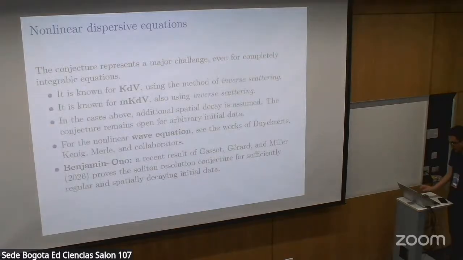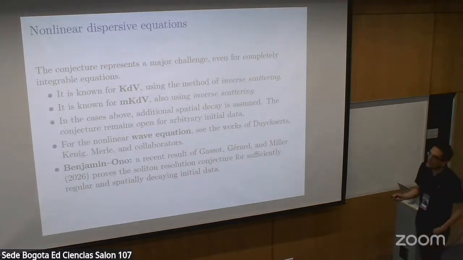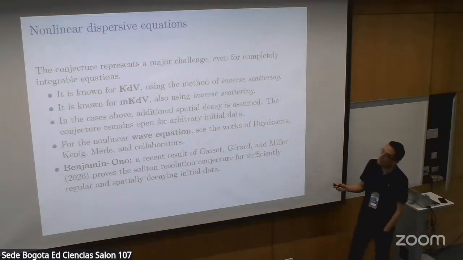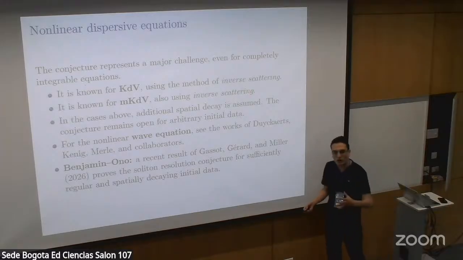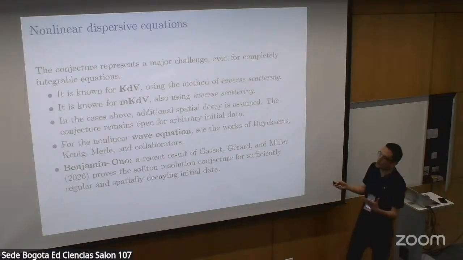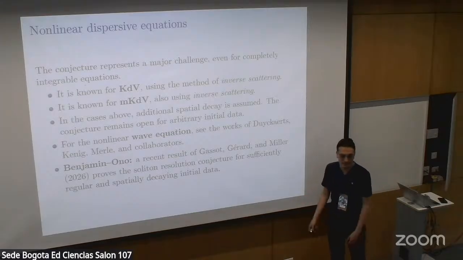Next slide. And this is what is known for that conjecture so far. For the KdV equation, it is known using the method of inverse scattering transform, right? It's also known for a different nonlinear version of the KdV, the modified KdV, also using inverse scattering transform. But still, we are mathematicians, and using the inverse scattering transform puts a lot of hypotheses. So the conjecture is still open for solutions that do not satisfy the inverse scattering setting. So it's still open for KdV, right?